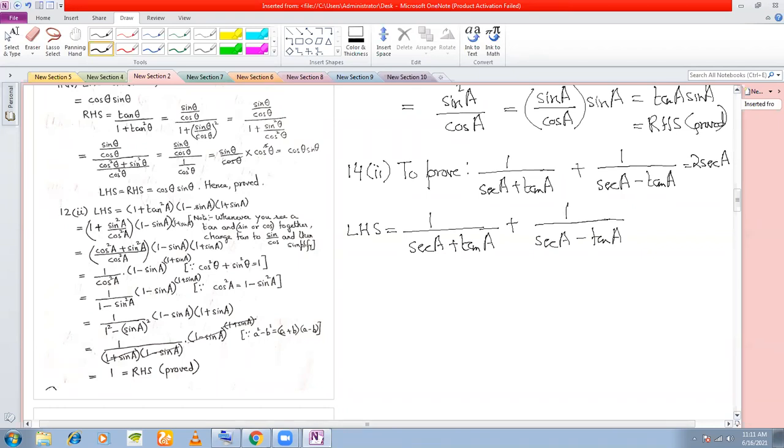Now see, there are 2 methods of doing this. First, you can take the LCM directly, right? You can take the LCM as (sec A plus tan A) into (sec A minus tan A), and it will work out. But the better method is, if you take this fraction and this fraction separately, you multiply the numerator and denominator of this fraction by sec A minus tan A, because you have a sec A plus tan A in the denominator.